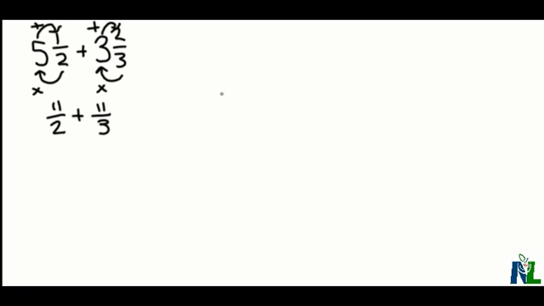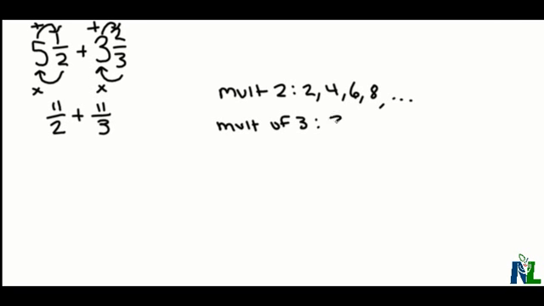So our next step is to find the common multiple of 2 and 3. So the multiples of 2 are 2, 4, 6, 8, and so on. And the multiples of 3 are 3, 6, 9, and so on. So you can see here that 6 is the lowest common multiple of 2 and 3. So we have to multiply this fraction by 3 and multiply this fraction by 2.